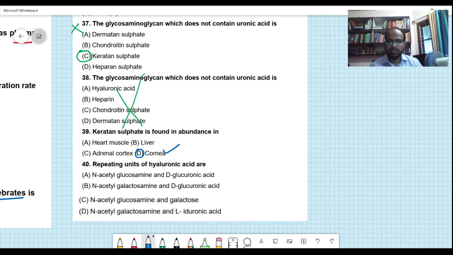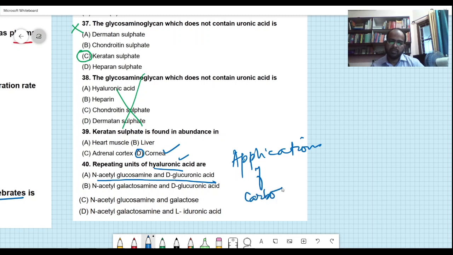The last question of this session: the repeating units of hyaluronic acid are N-acetyl glucosamine and D-glucuronic acid. Hyaluronic acid is a very important acid there. These are all applications of carbohydrates. This is the right answer. Question 40, yes, 40 is the right answer.